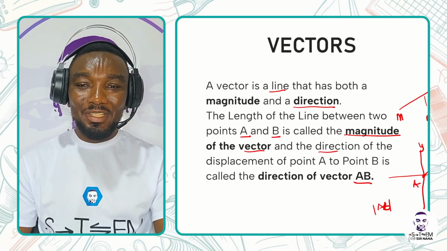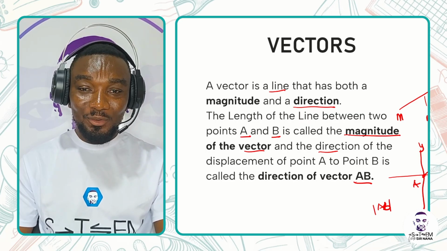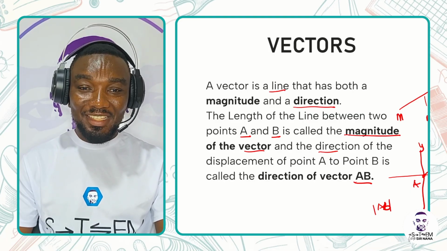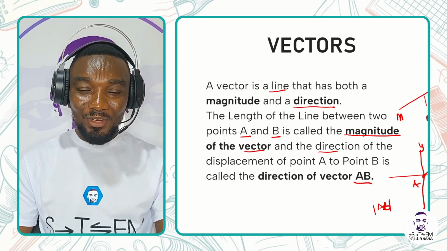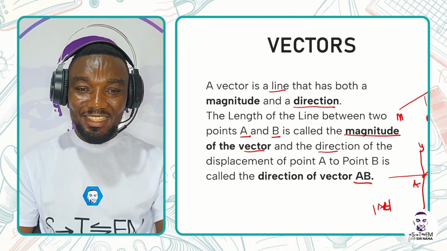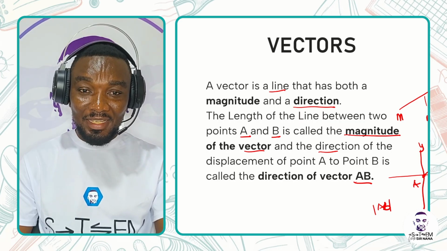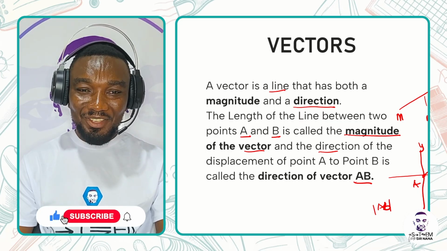In this lesson, we have looked at the introduction to vectors. We've considered what a vector is, and we've come to realize that a vector is a line that has a magnitude, where the magnitude represents a length, and a direction, where the direction represents the angle or how far, the displacement, through which the vector has moved. In our next lesson, we want to consider the representation of vectors in 2D, and then the magnitude of a vector.